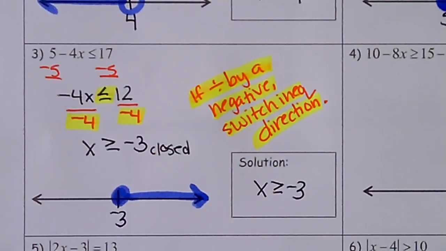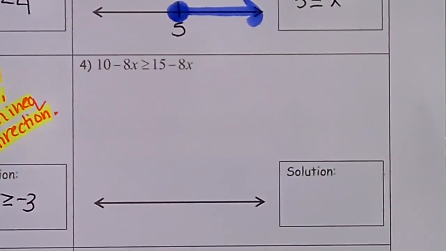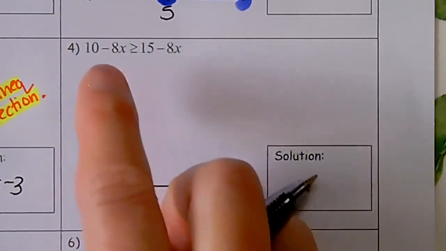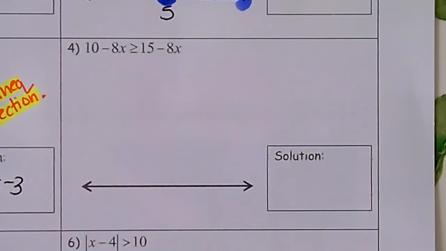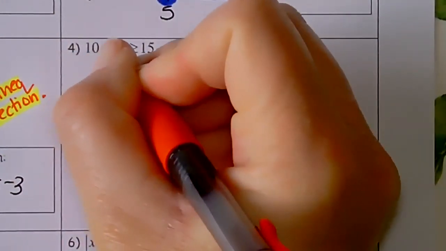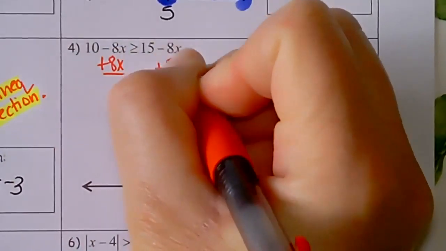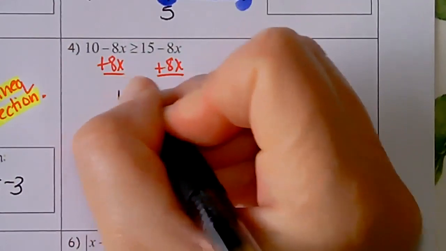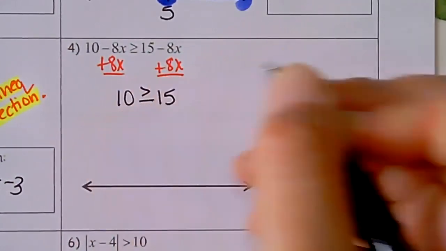Okay, so let's take a look at number 4. So number 4 is like the problems that I went through on Monday or Tuesday, depending on what day you had me, where we had the special cases. Okay, so you'll notice you have a -8x and a -8x. I am going to try to get my x's on the same side, but because it's the same on both sides, they're going to cancel out, and I'm going to be left with 10 is less than or equal to 15.